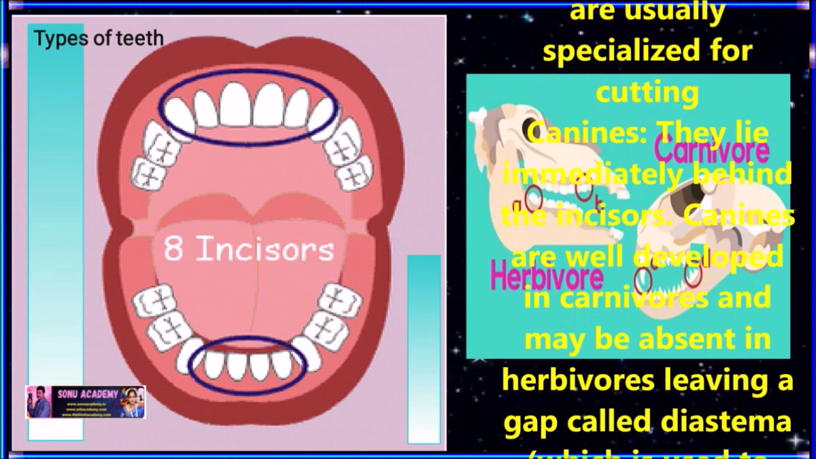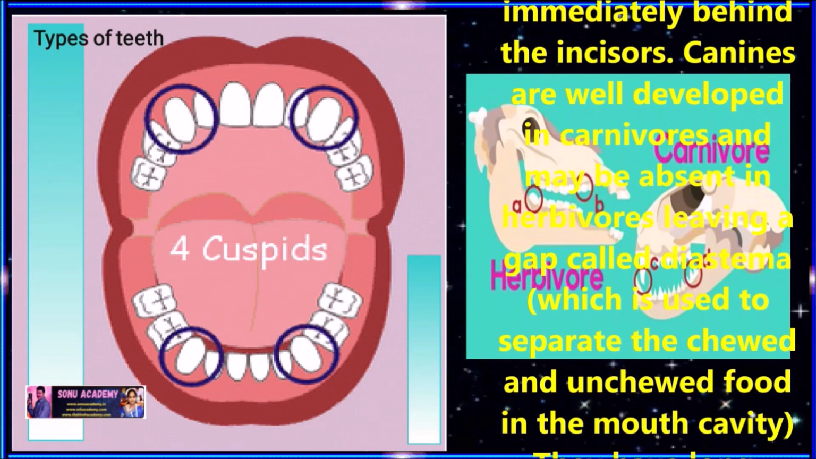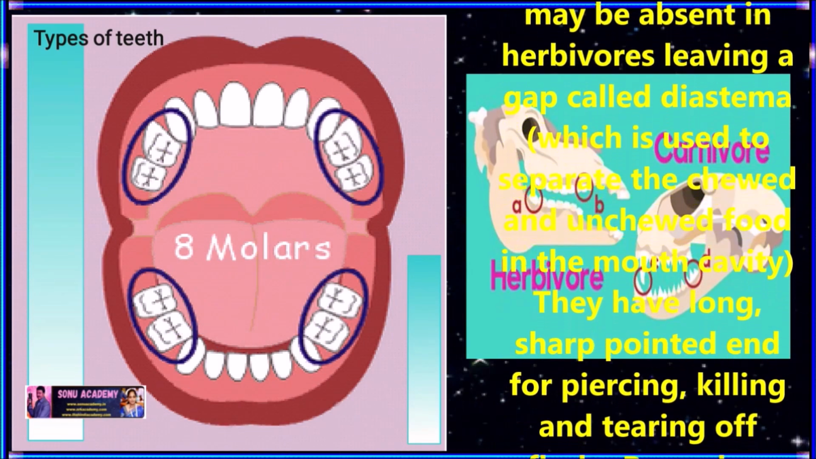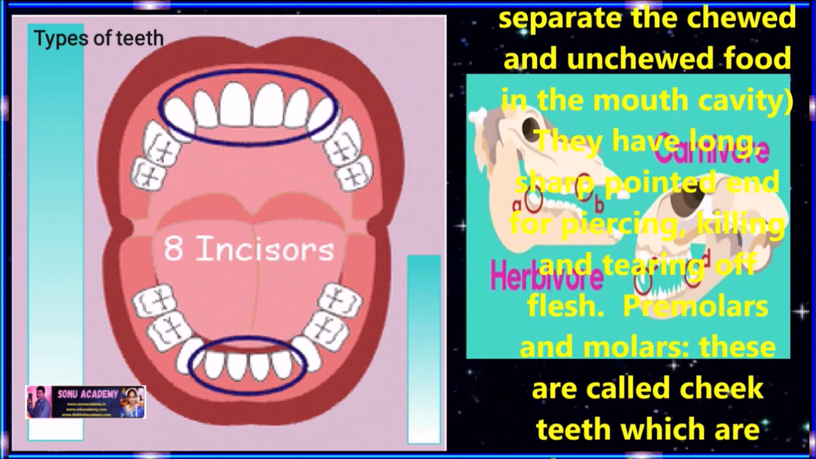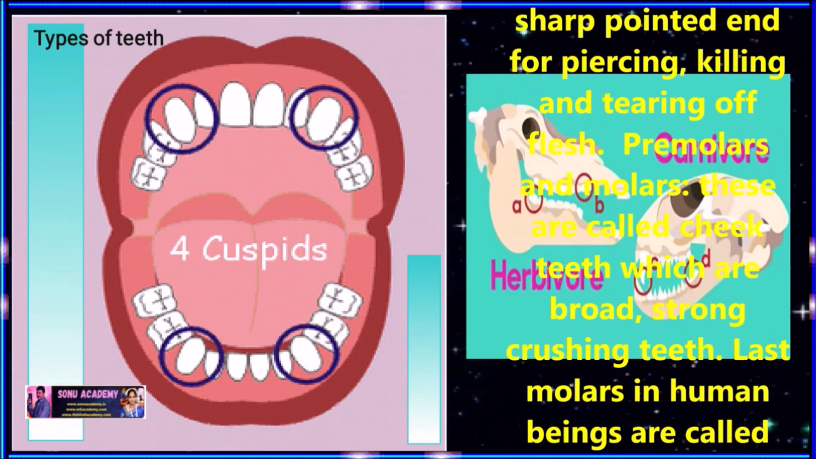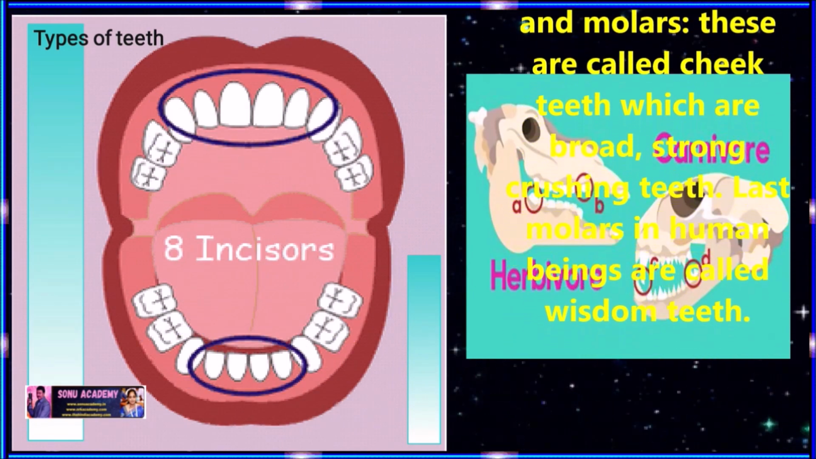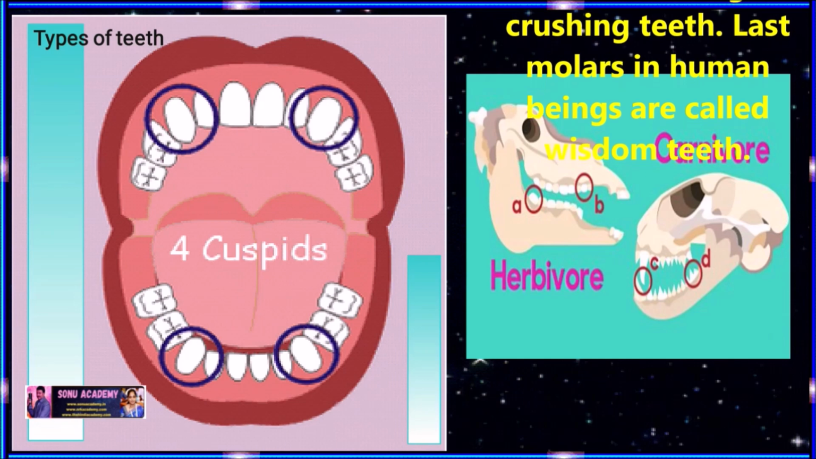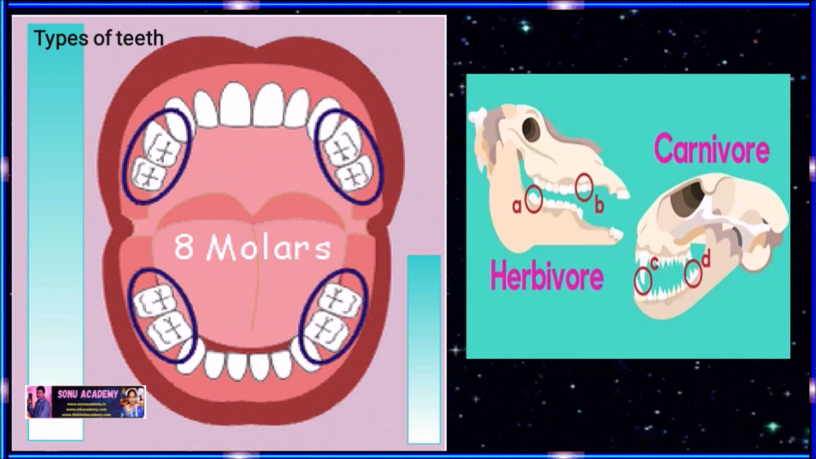Canines lie immediately behind the incisors. Canines are well developed in carnivorous and may be absent in herbivorous, leaving a gap called diastema, which is used to separate the chewed and unchewed food in the mouth cavity. They have long, sharp, pointed end for piercing, killing and tearing of flesh food. Now let us discuss about premolars and molars. Premolars and molars are called cheek teeth and are broad, strong, for crushing the food. The last molars in humans are called wisdom teeth.